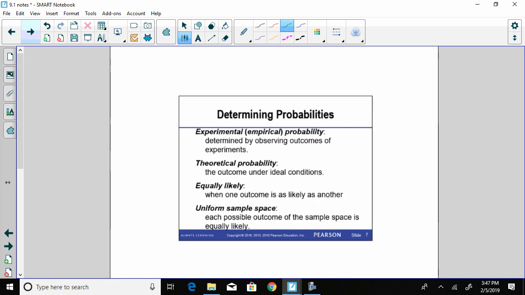Okay, experimental probability. This is determined by observing the outcomes of the experiments. This is like you actually doing it, right? You actually do these. So we're talking about really rolling dice, right? Or drawing cards from a deck.